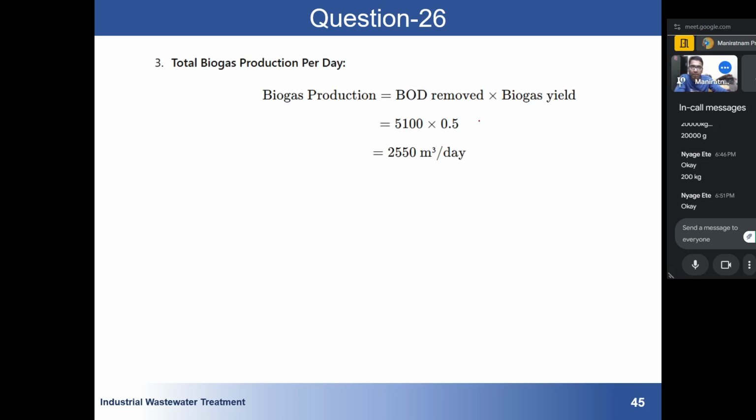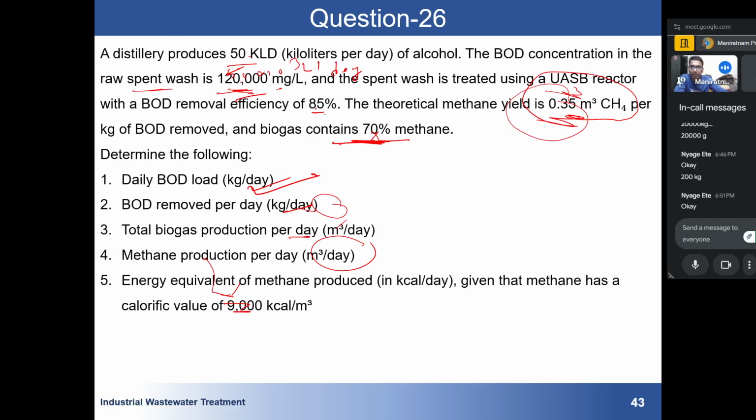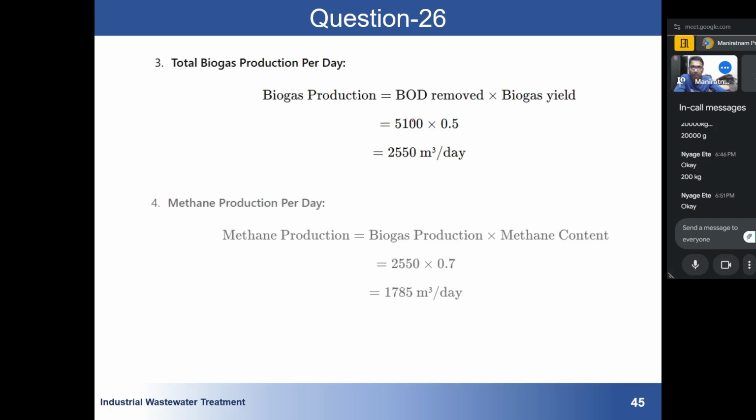How much biogas production is there? See, there is an error here: it will be 0.35, not 0.5. Remember, it is 0.35. Now 5100 into 0.35 it will be. Everyone, are you getting it? There is a mistake here: the biogas yield is 0.35 meter cube per kg.